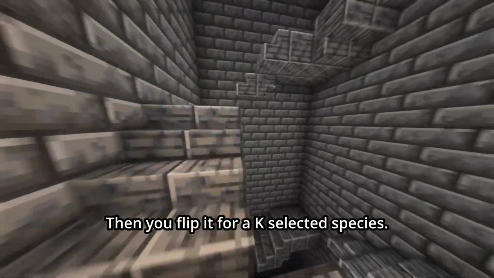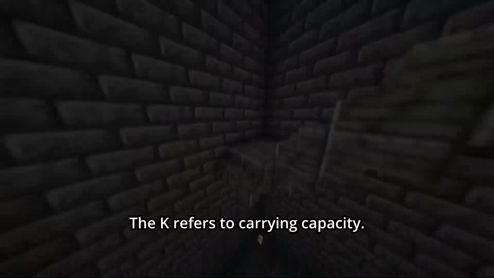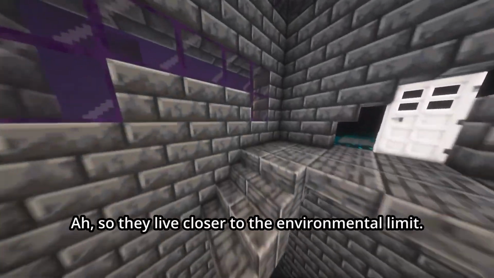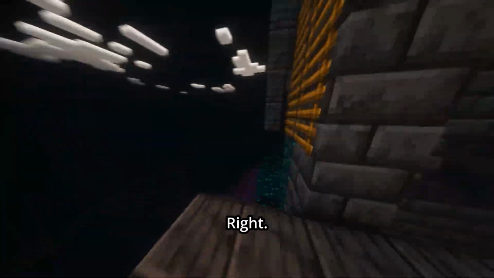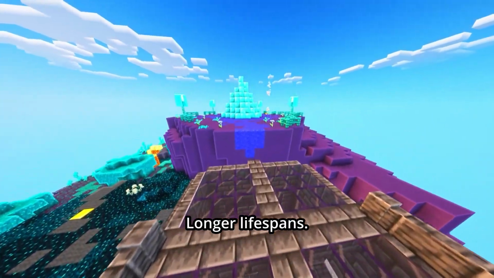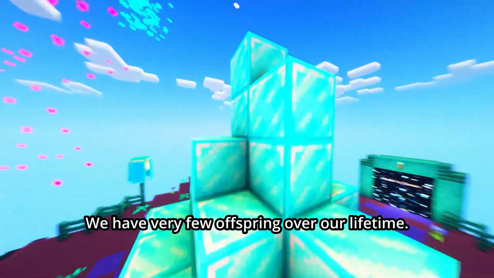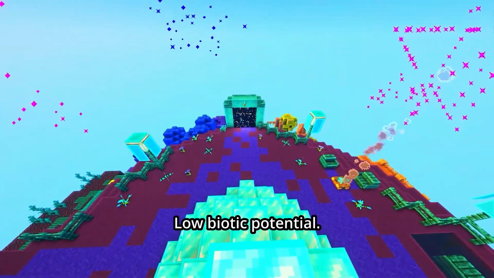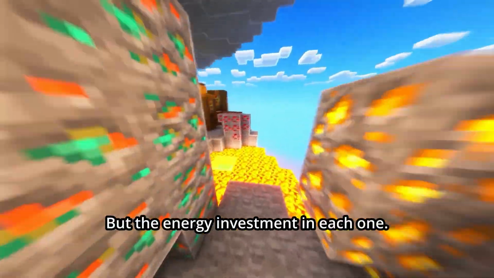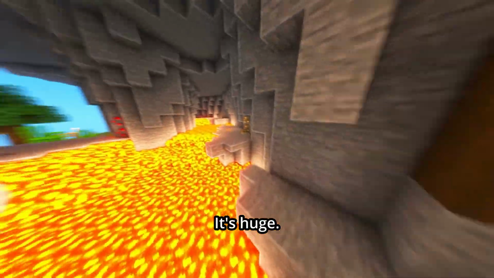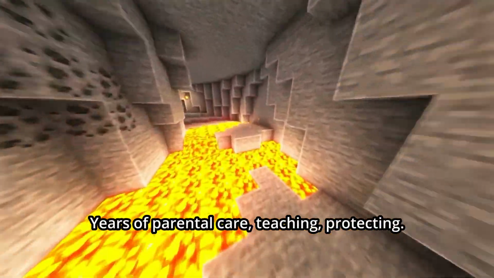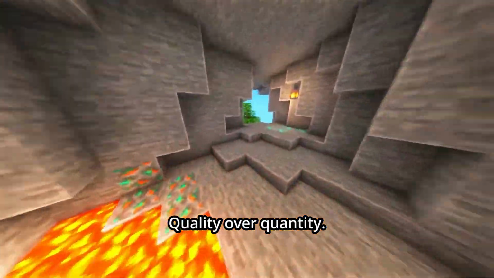Then you flip it for K-selected species. The K refers to carrying capacity. Ah, so they live closer to the environmental limit. Right, these are typically larger animals, longer lifespans. Humans, elephants, whales, we have very few offspring over our lifetime. Low biotic potential. Very low. But the energy investment in each one, it's huge. Years of parental care, teaching, protecting, quality over quantity.